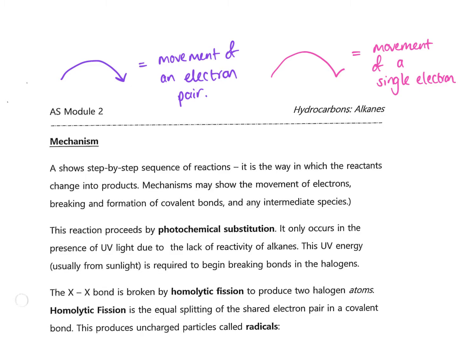And you need to be familiar with what they represent, and they always show the direction in which the electrons are moving as well. But as I said, it's this type of arrow that we're going to use in this mechanism. So, as I said, a mechanism is just a step-by-step process of what happens in a reaction. And as we said previously, this reaction proceeds by photochemical substitution, this term here. And that just simply means that it needs light to get it started, and that's due to the lack of reactivity of alkanes. And that light causes the homolytic fission of our halogen molecule.